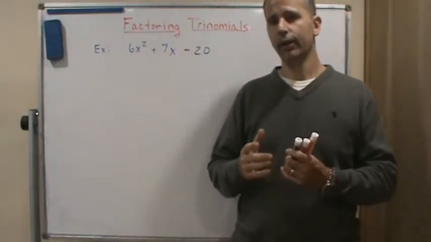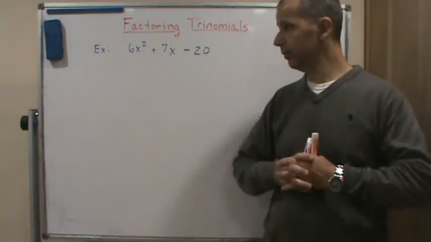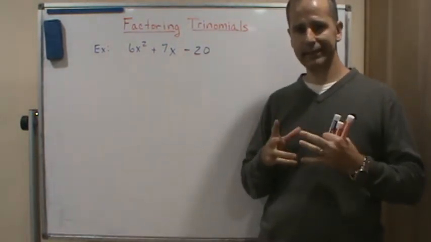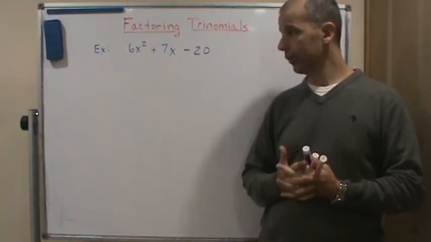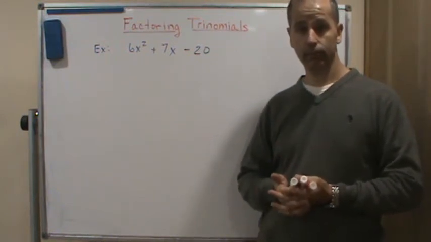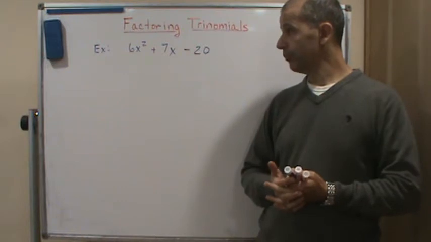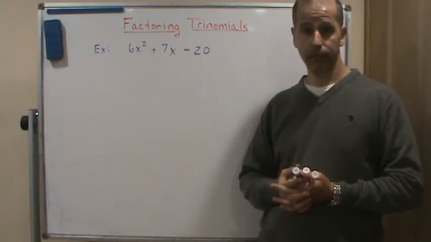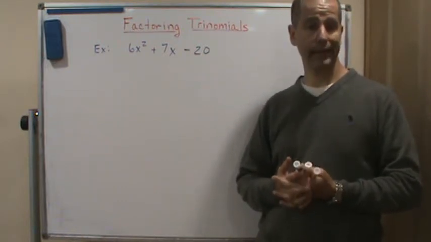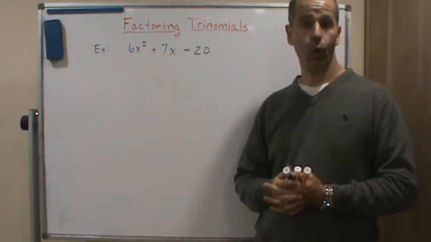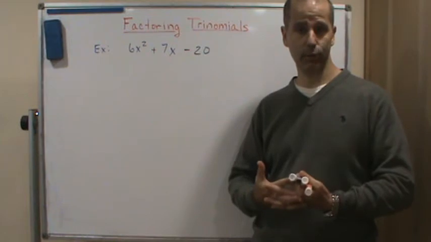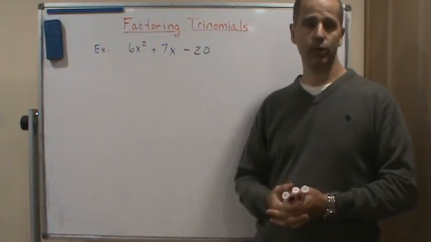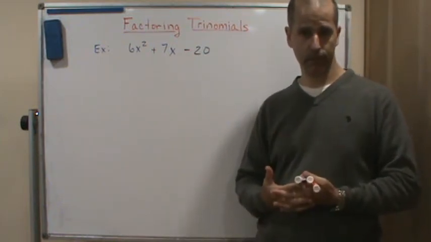Okay, so now here's where we put things together in the general case. We call this factor by grouping, or it's also called the AC method. What I like to term it, which I think is the most accurate way of describing this method, is the method of decomposition.